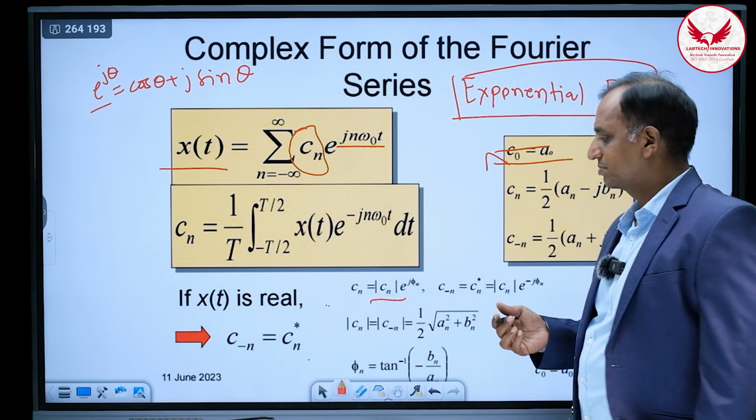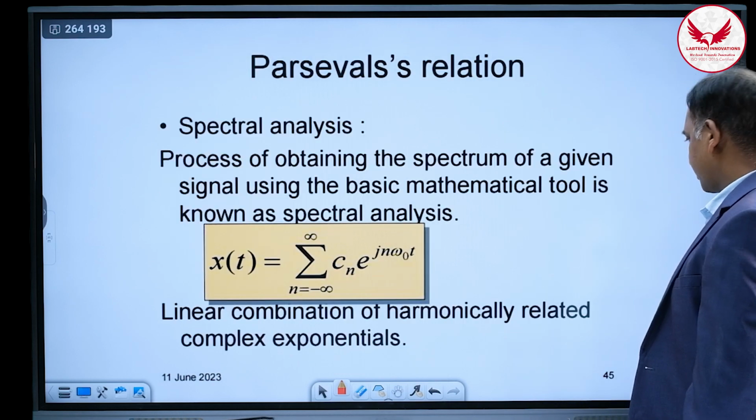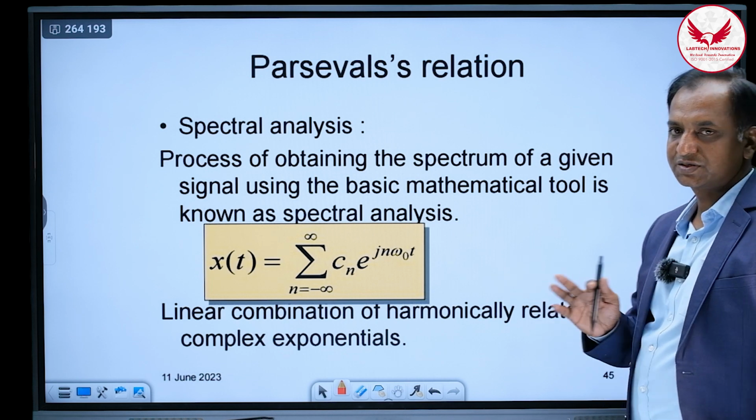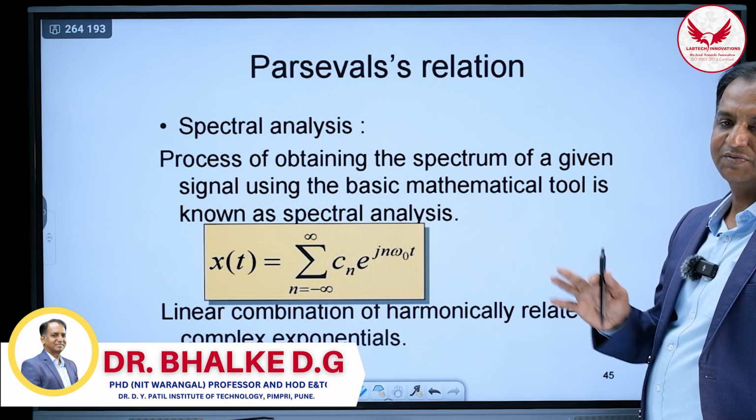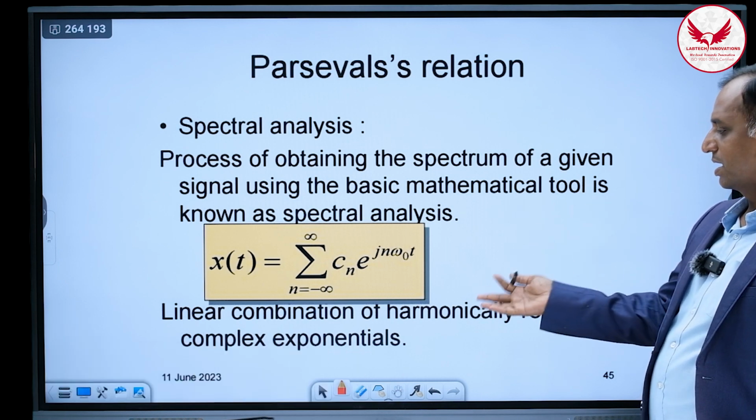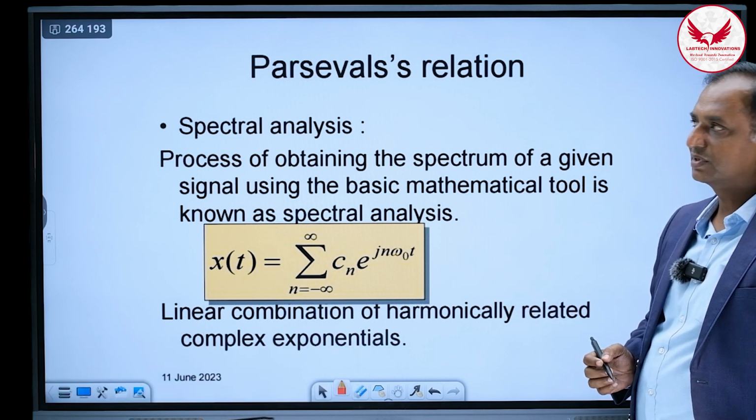And from this an and bn, you can calculate the magnitude spectrum and the phase spectrum. The magnitude spectrum is the graph of the magnitude with respect to the frequencies, and the phase spectrum is the graph of the phase with respect to the frequencies. Phase and magnitude you can calculate from the cn.